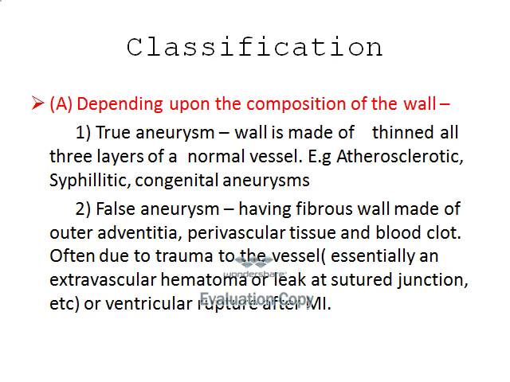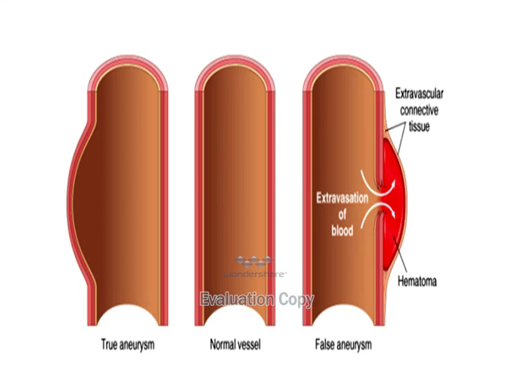An example is the atherosclerotic and the syphilitic, all the aneurysms that we will be studying today in our class. False aneurysms are those aneurysms whose wall does not contain all the three layers, but the wall is a fibrous wall which is made up of either the outer adventitia, the perivascular tissue, or the blood clot. And this is generally whenever there is a trauma to the vessel, like in an extravascular hematoma, when blood accumulates outside the blood vessel, it is generally a false aneurysm.